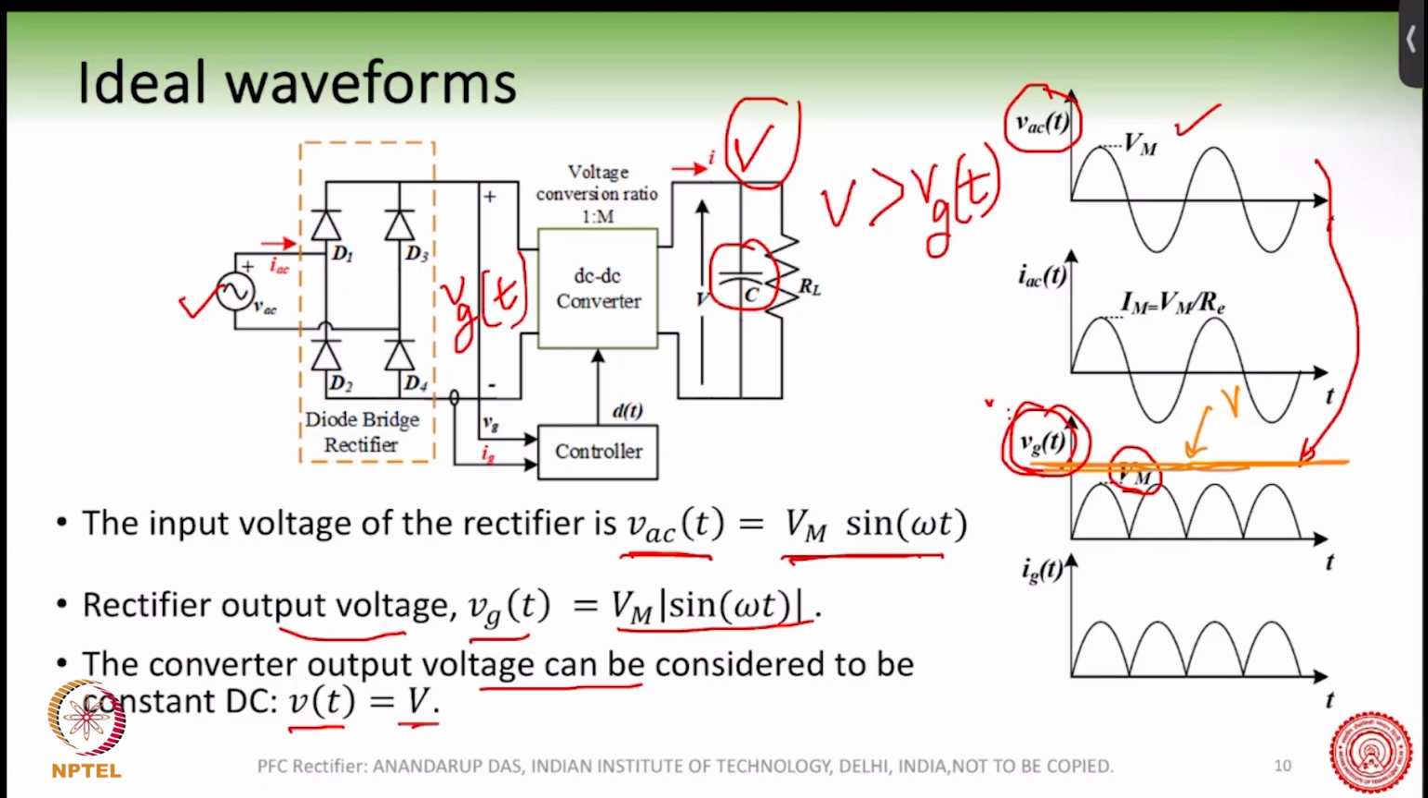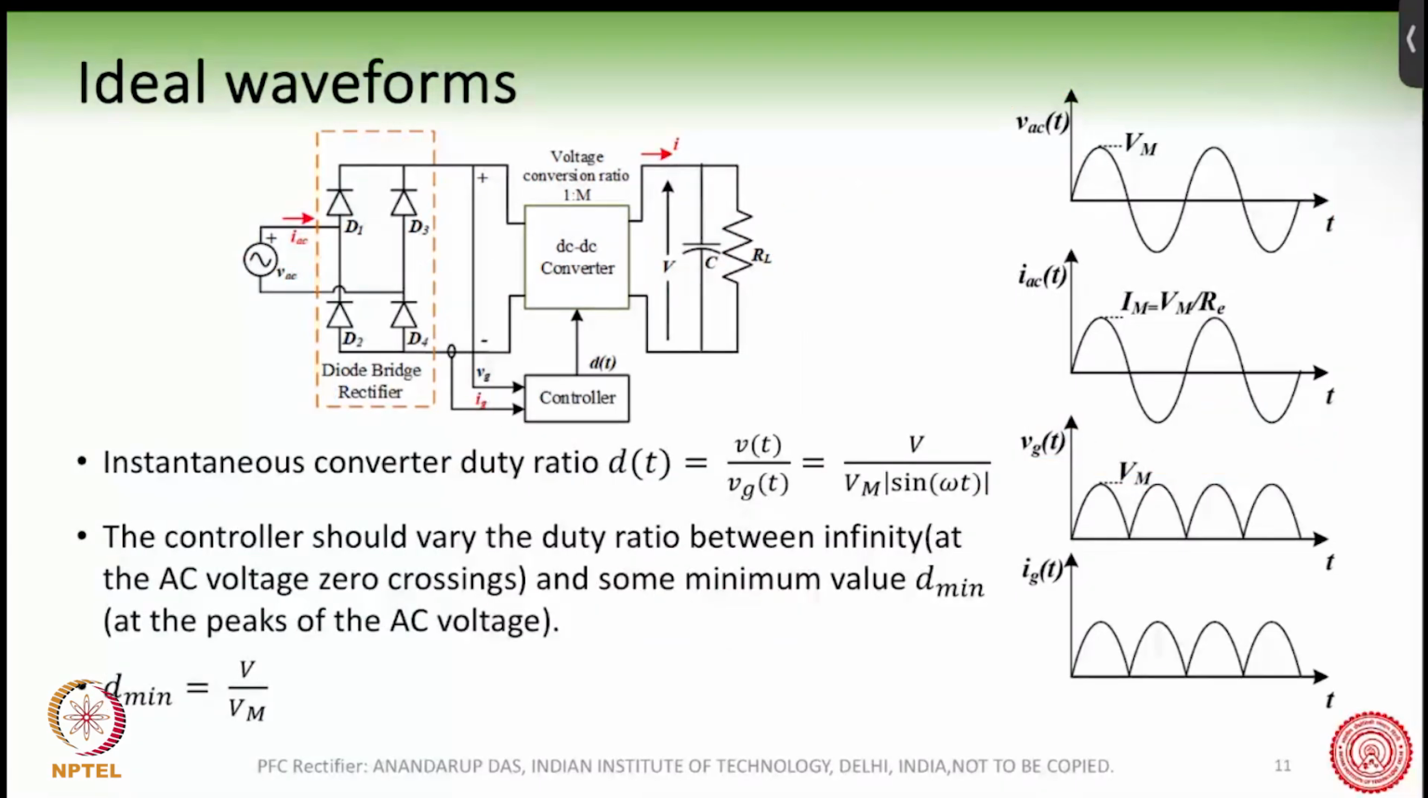Then what is the converter duty ratio? The converter duty ratio dt, since we are using this DC-DC converter here, is VT divided by VGT, which will change. So this is V by VM sine omega t. As I told you, in a boost converter, this is the capital V, the voltage here.